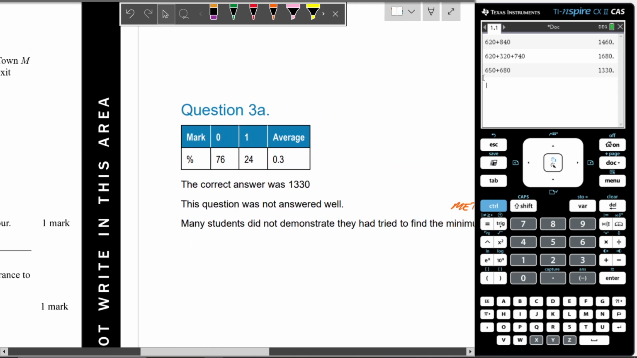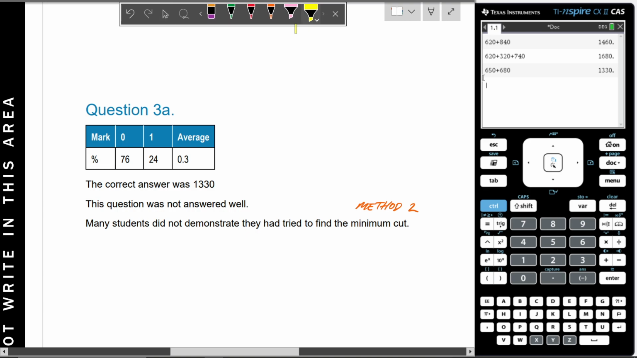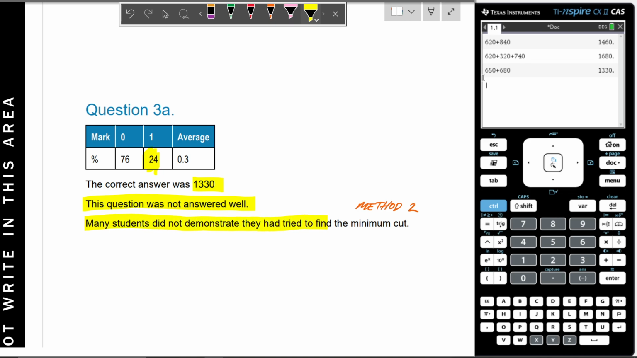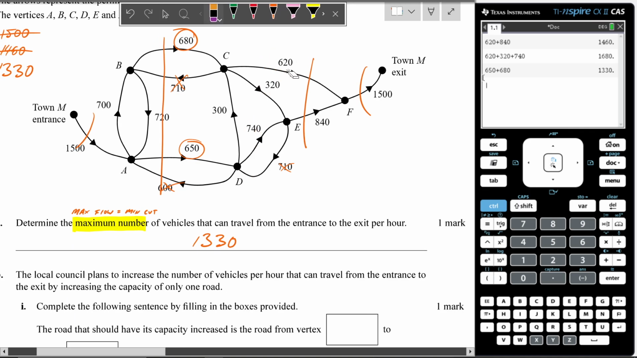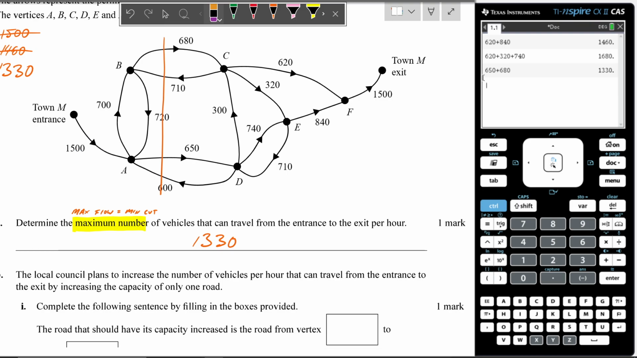If we now look at our examiner's report, you can see that 24% of people got this correct. The answer was 1330. This question was not answered well. Many students did not demonstrate they had even tried to find the minimum cut, which leads me to believe that VCAA expected people to use method 2, the minimum cut, to do this. All right, so far, so good. Again, make sure you do this in pencil so we can now get rid of all the other cuts that we made and just clean up the graph a little bit.